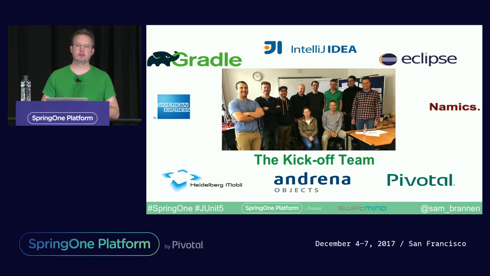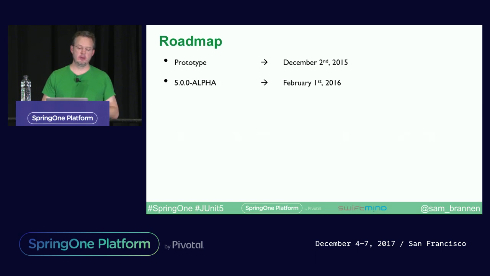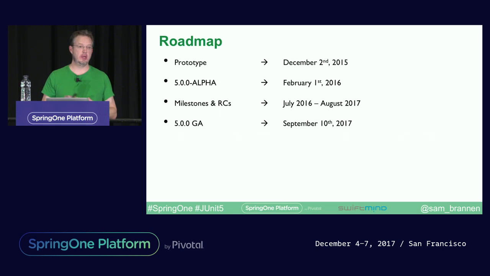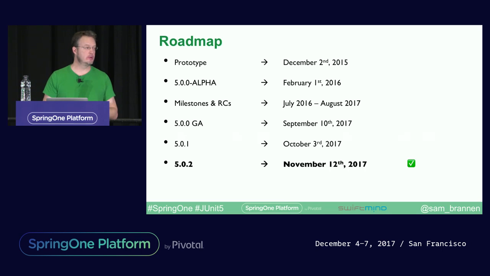And we basically decided what the roadmap should be for JUnit 5. So what we did is we first built a prototype. And then we had a big alpha release based on feedback from that. We had about 6 milestones, a couple of release candidates, and released GA back in September of this year. 5.0.1 also released, 5.0.2 more recently, so if you want to use the latest and greatest, that's the one to use.